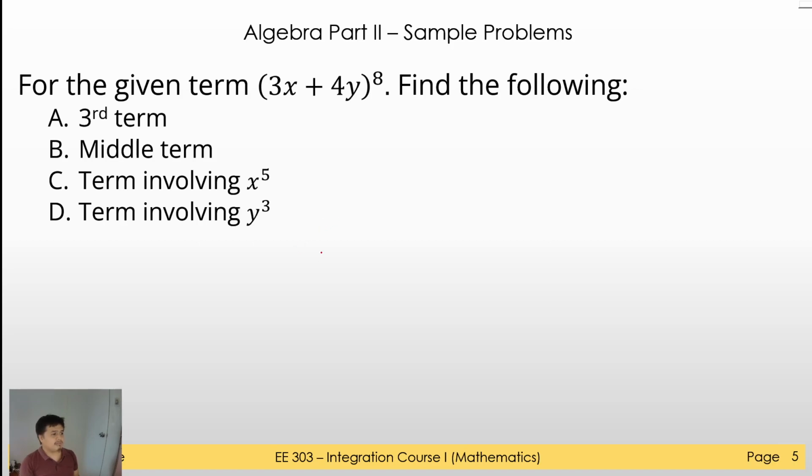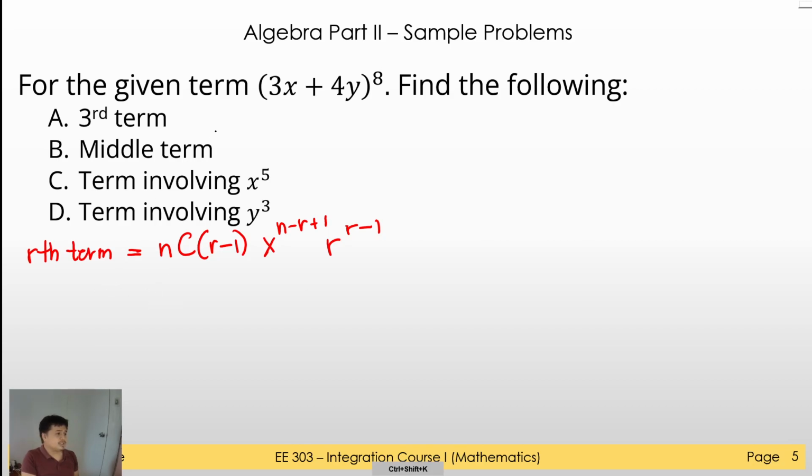All right, so for the given term, we have this one, find the following. A, the third term; B, the middle term; C, the term involving x raised to the fifth; D, the term involving y cubed. So for the third term, how do we solve for this? We should use here the binomial theorem. And the formula that you should remember for the rth term is equal to n C r minus 1, and then x raised to n minus r plus 1, and then y raised to r minus 1.